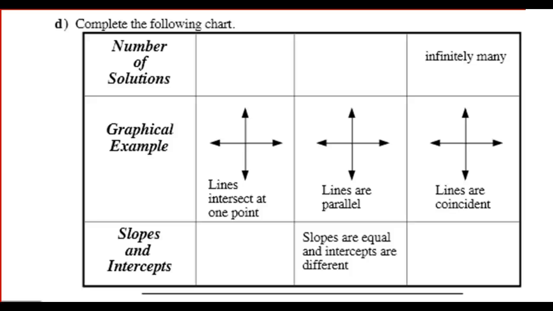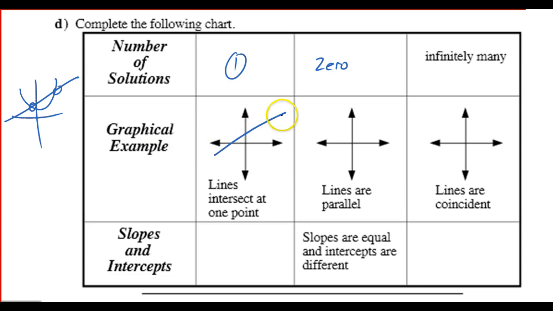can have one solution, none, so 0, and infinitely many. Those are your options here. Again, those are only for lines, right? If you have curves, something like this, that's going to have 2 solutions, but we're only dealing with straight lines here. So the graphical example of one solution, well, that's the one we've seen many times now.